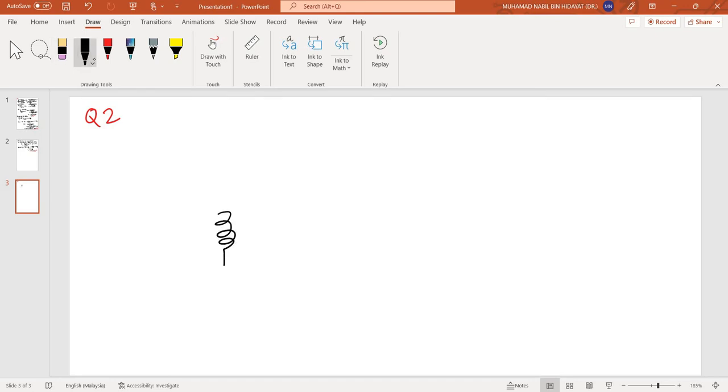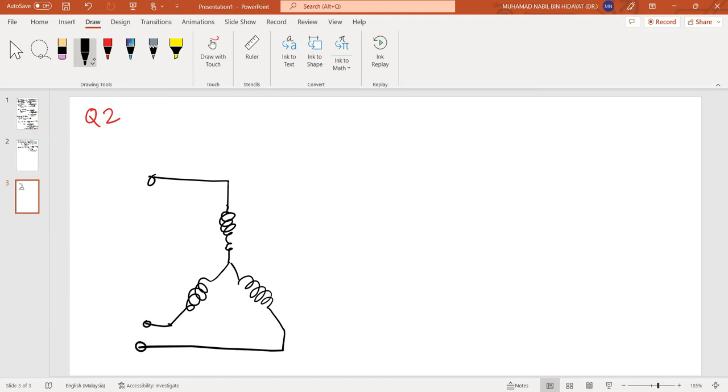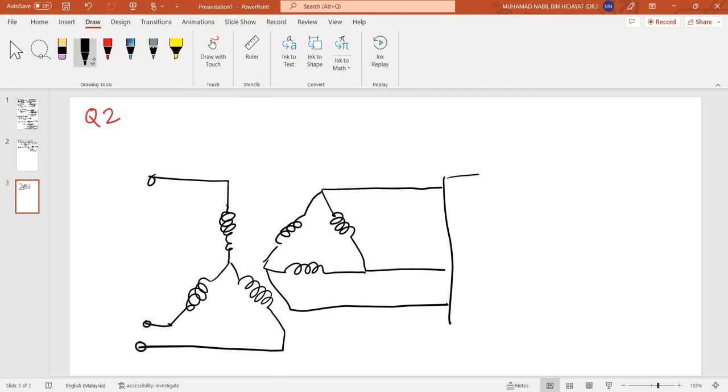Oh, why does it keep... Okay. It's not a good figure, but at least you can understand.